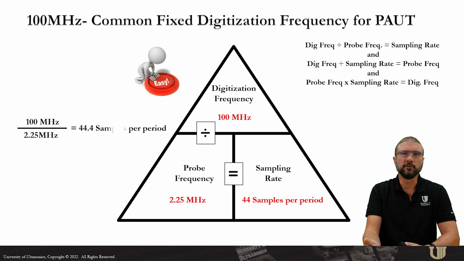Other instruments actually use a higher digitization frequency. For example, the Sonatest Veo, which clocks in at 125 megahertz. But I'll keep this discussion based on 100 megahertz, as that's pretty typical in our industry.